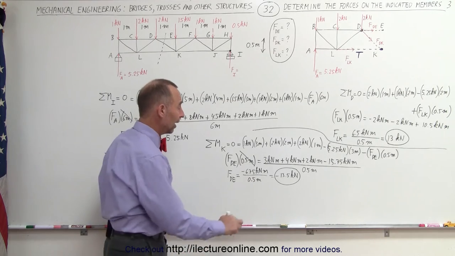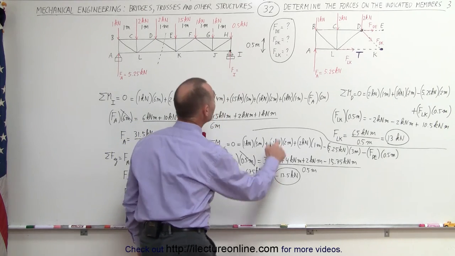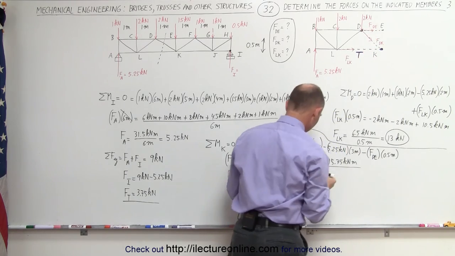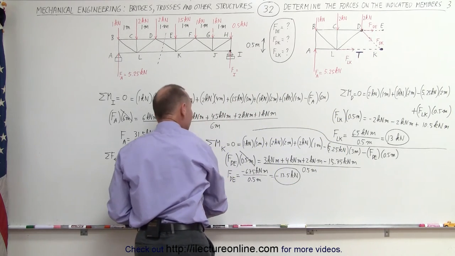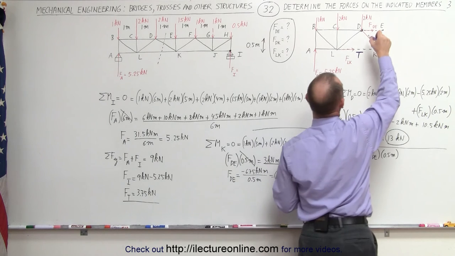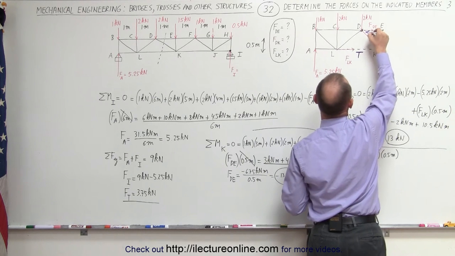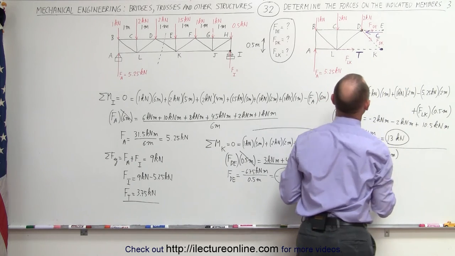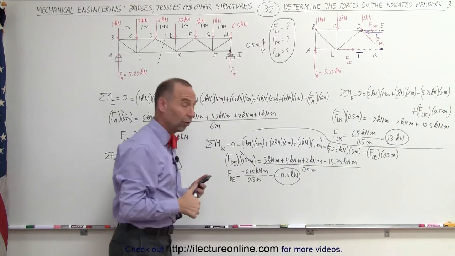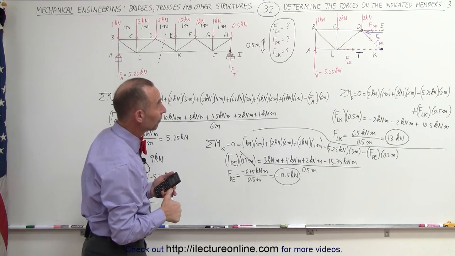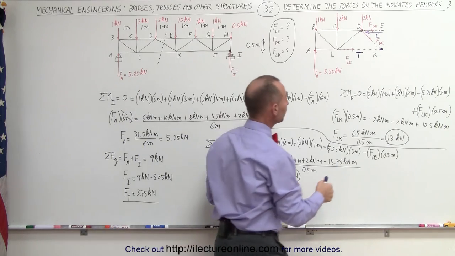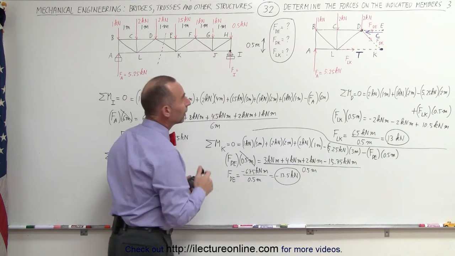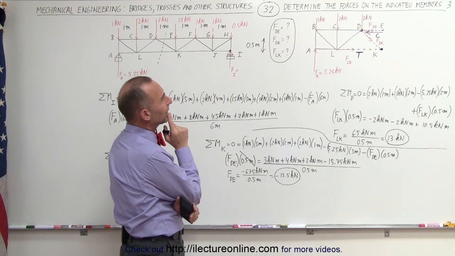Now, notice I got a negative answer, which means that the direction of this force, FDE, is opposite of the way it's drawn, that the actual force is in this direction, which means that this member here is under compression. That's also a fairly large force. Finally, I need to find FDK. Where should I put the pivot point to find FDK?